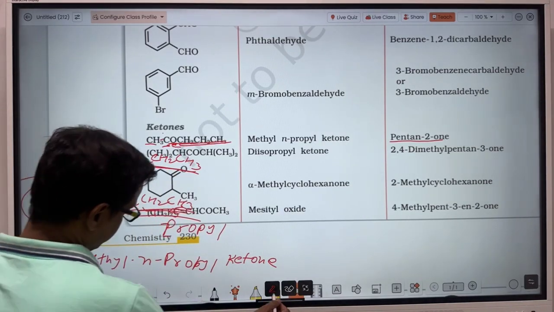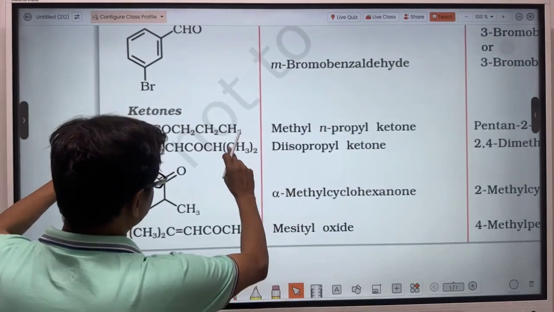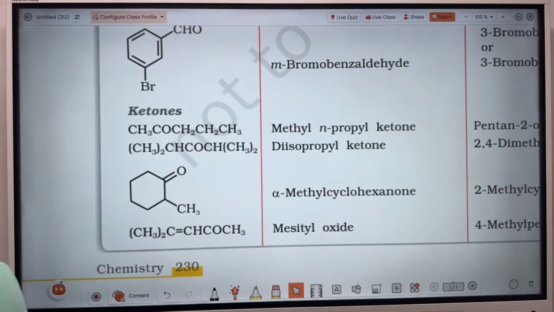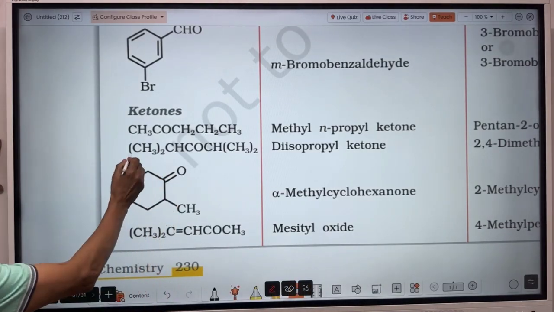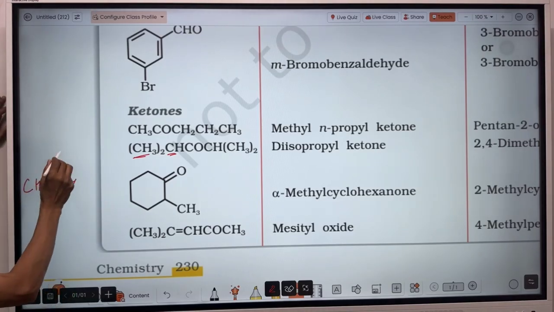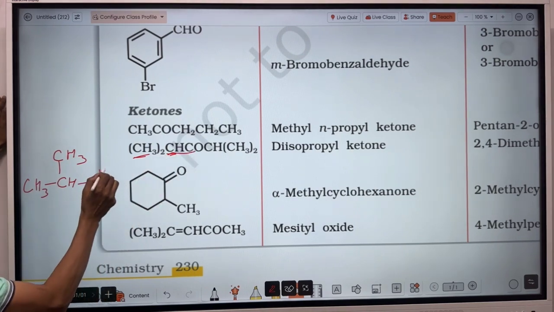Let's see the next question. This molecule. So here two methyl groups are bonded to this CH. So here CH, and two methyl groups bonded here. Then after that is C double bond O. So here C double bond O.